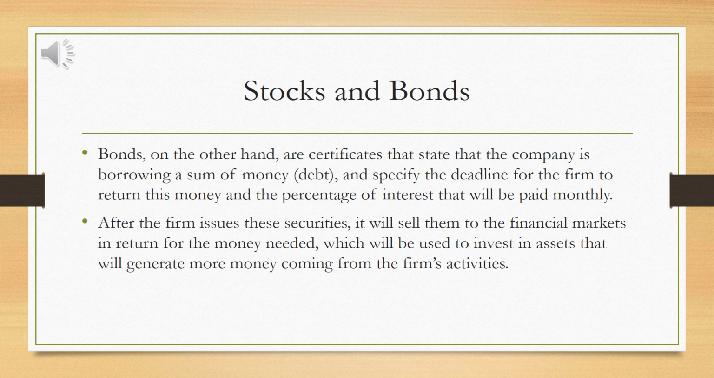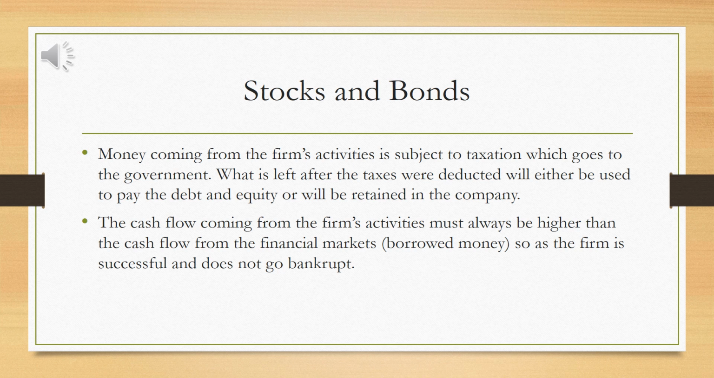After the firm issues these securities, it will sell them to the financial markets in return for the money needed, which will be used to invest in assets that will generate more money coming from the firm's activities. Money coming from the firm's activities is subject to taxation, which goes to the government. What is left after the taxes were deducted will either be used to pay the debt and equity or will be retained in the company.